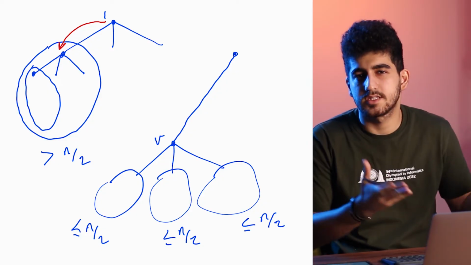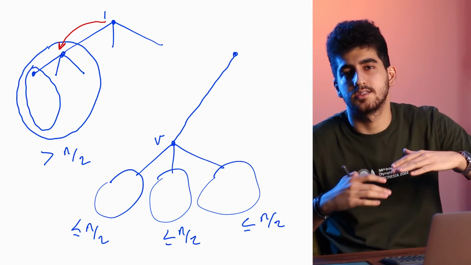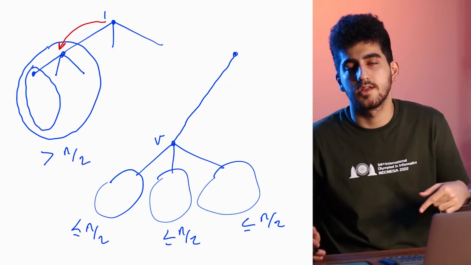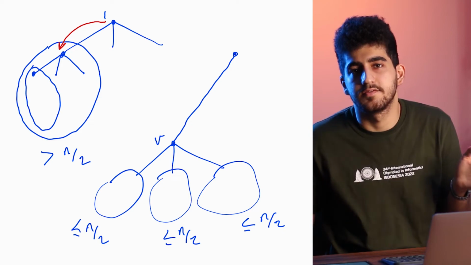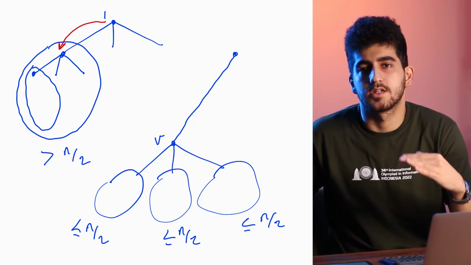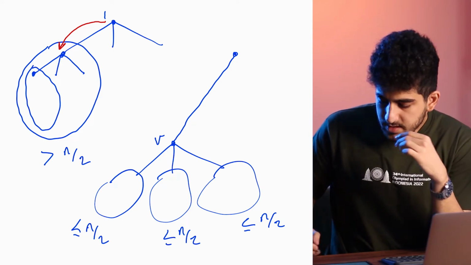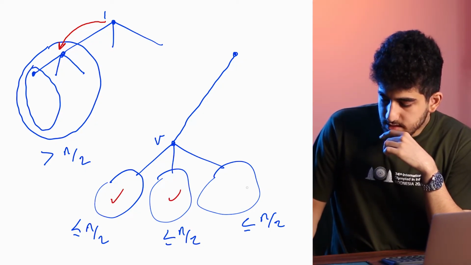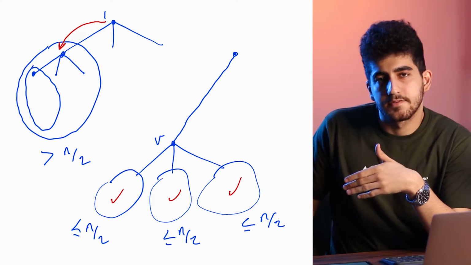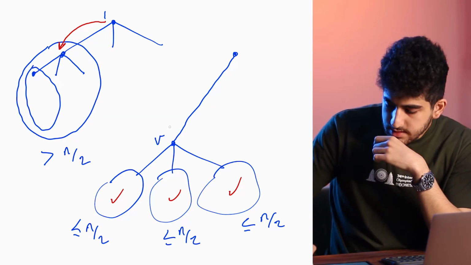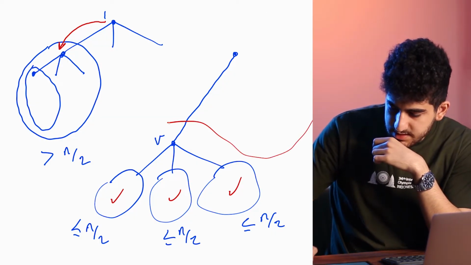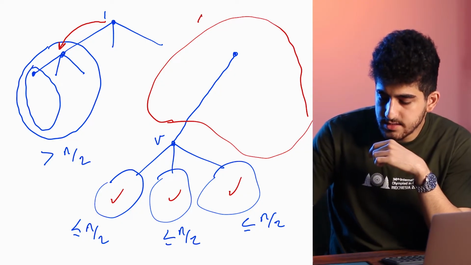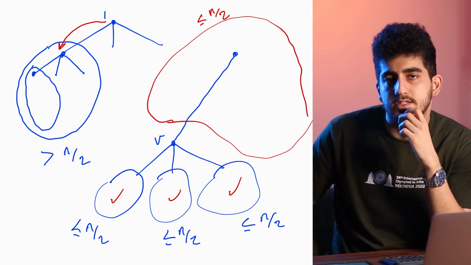And definitely we will stop somewhere, because each time that we go down, our height will be increased by 1, and it cannot increase infinitely. So we will stop at some point. So if we remove V, we know that all these components have size at most n half. And also this component, which is all the vertices outside the subtree of V, I want to argue that it will also have at most n half vertices.